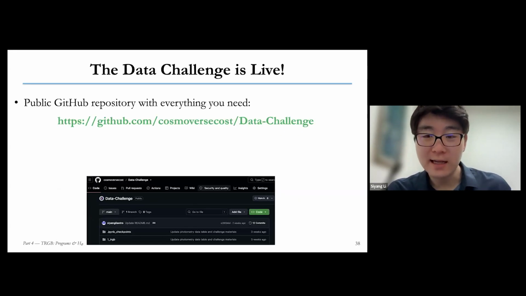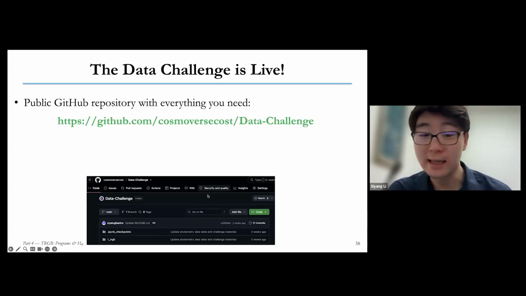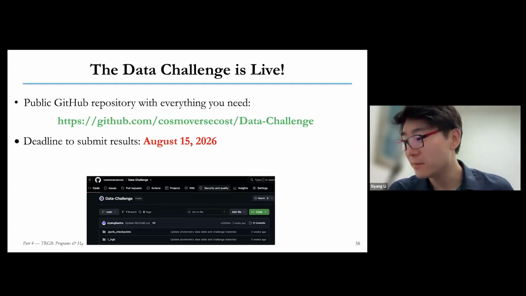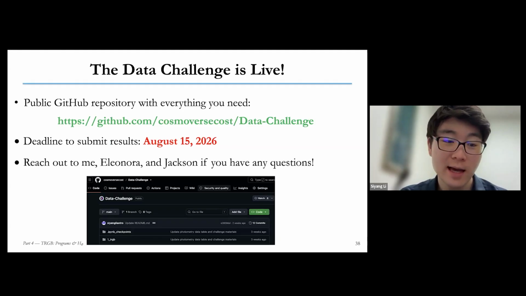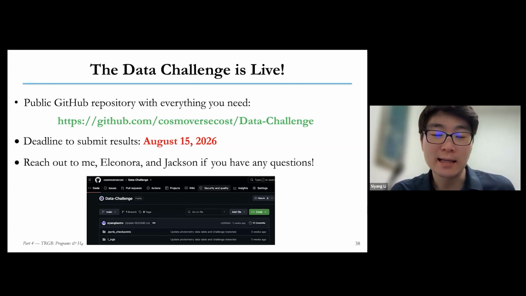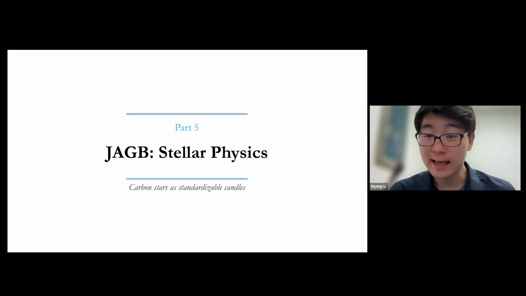And so right now, the data challenge is live and the deadline is upcoming. We have released all of the materials. They're public at this GitHub repository listed here. The deadline to submit results is coming up pretty soon, in about a month, on August 15th. Anyone in the world can participate, go through the materials, learn how to measure the Hubble constant, and submit your own value of the Hubble constant. If you have any questions, feel free to reach out to me, Eleonora, or Jackson. So now I wanted to move on to the second part of the talk.